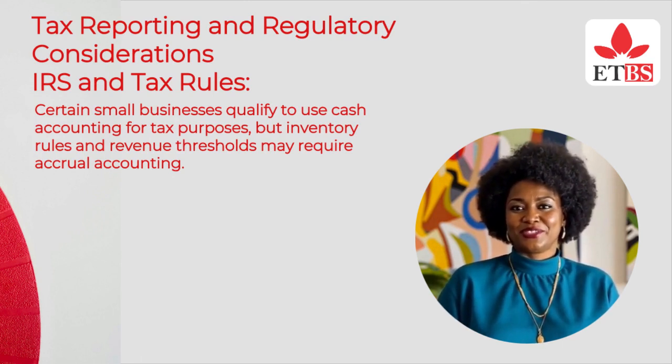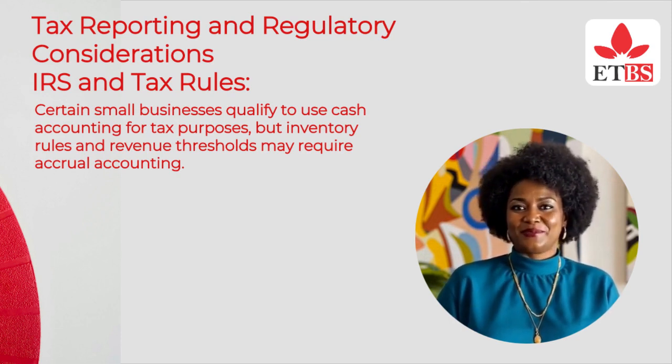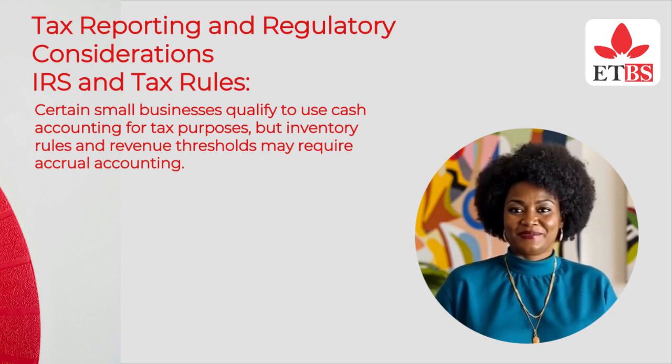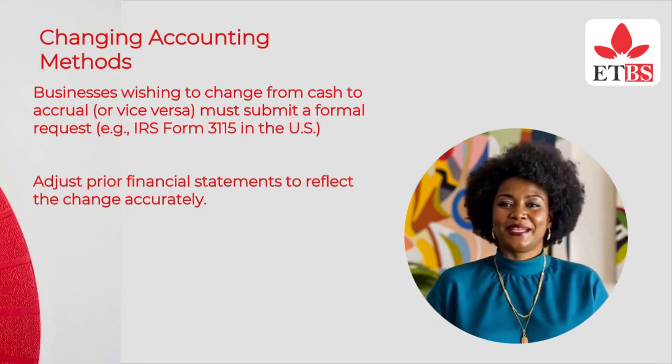Area and tax rules. Certain small businesses qualify to use cash accounting for tax purposes, but inventory rules and revenue thresholds may require accrual accounting. Switching accounting methods requires approval and adjustments. GAAP and IRS compliance. Public companies and entities reporting under GAAP or IFRS must use accrual accounting to ensure comparability and transparency.